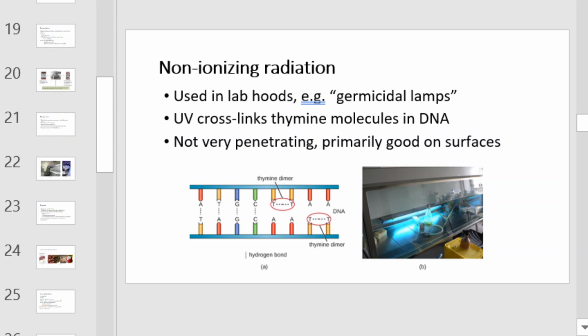Non-ionizing radiation is used in lab hoods. There are germicidal lamps that can reduce and or slow microbial growth in laboratory hoods. Ultraviolet light is often used in these cases. UV light cross-links thymine molecules in DNA. The unfortunate side effect of the utilization of UV light in lab hoods is that it is not a penetrating form of radiation. So ultraviolet light is really only good on surfaces.